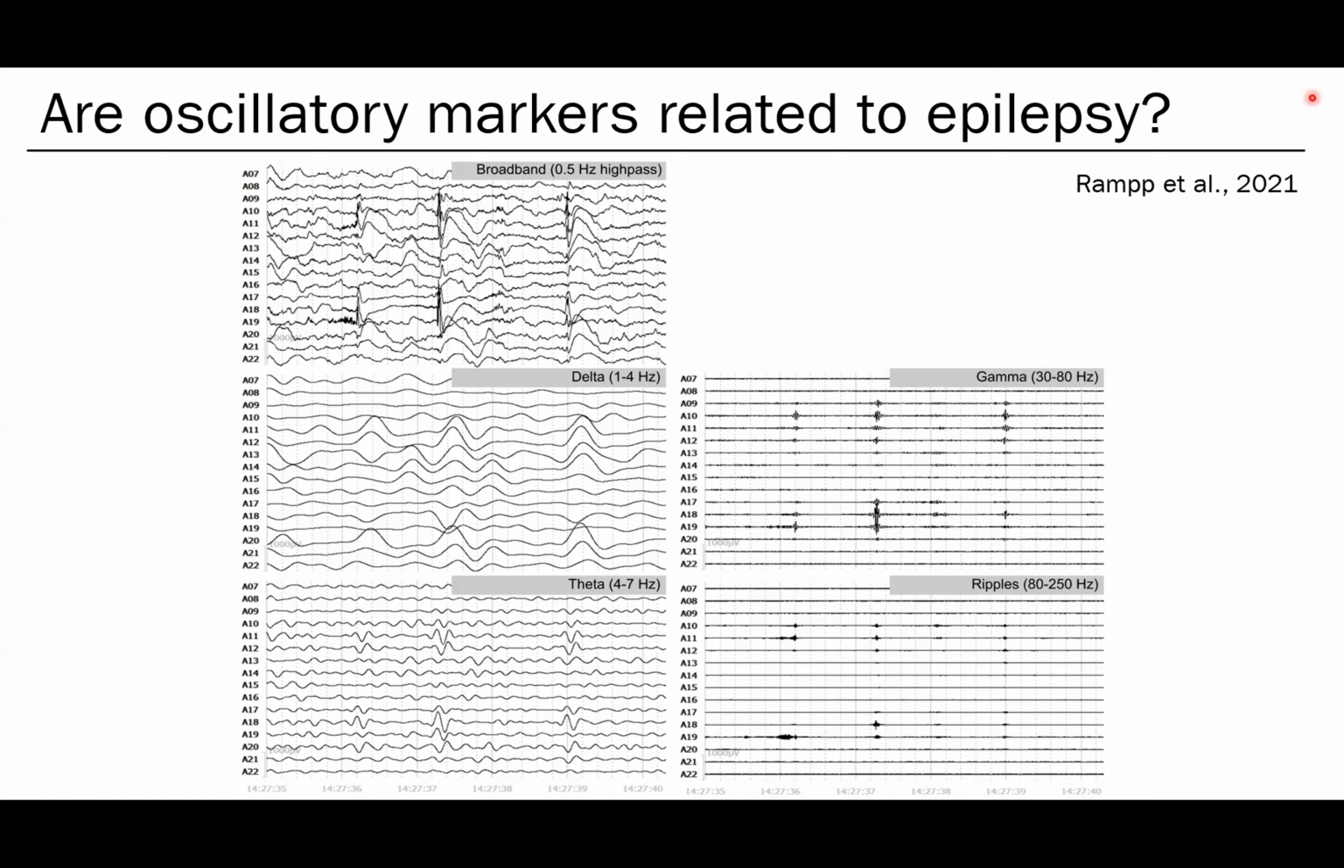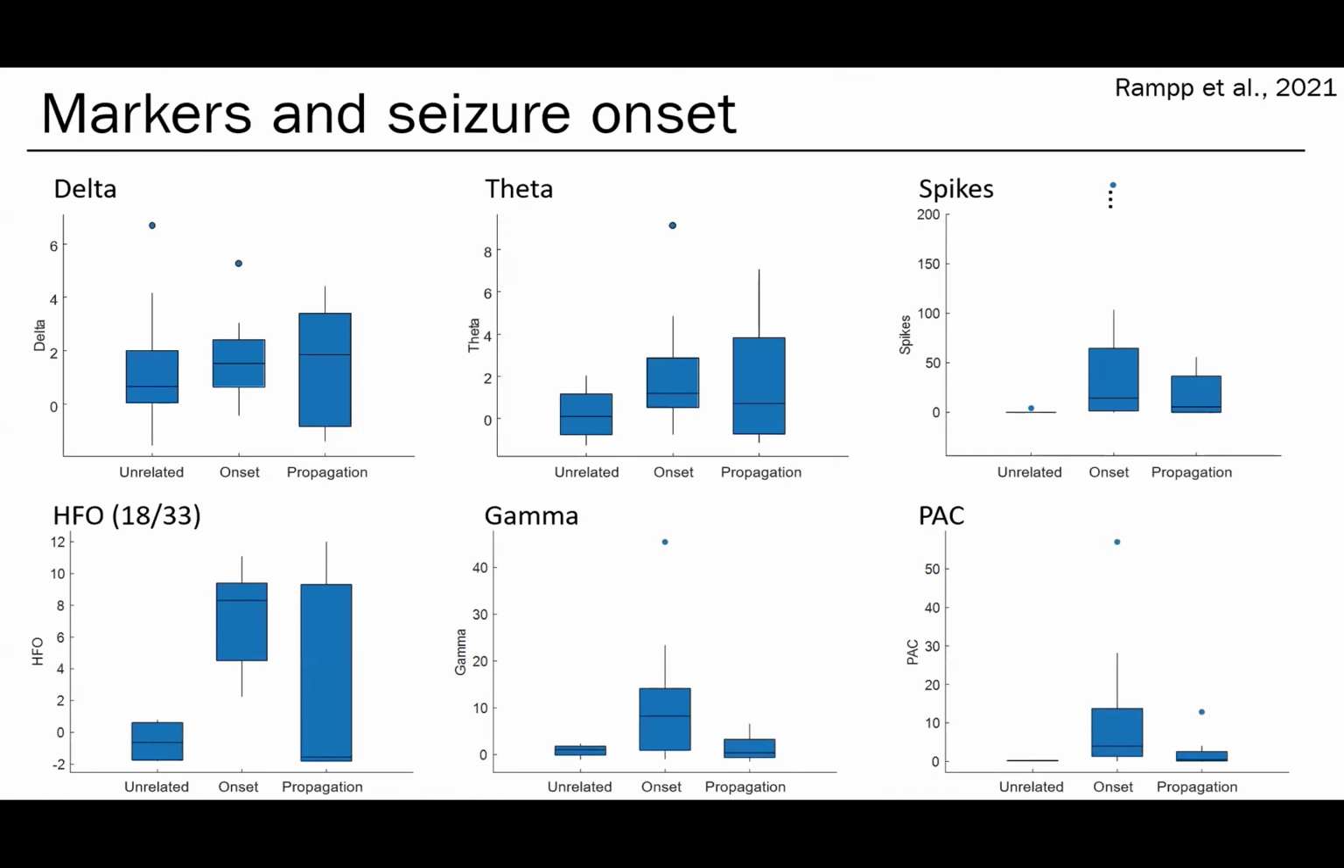So the question that we asked ourselves is whether we would see a relationship between these markers and the quantity of those markers to the seizure onset zone in comparison to the irritative or propagation or unrelated areas. In addition to that, we were also interested whether this activity would also be related to the so-called dysmorphic neurons, which we know are the cellular correlates of the epileptic activity. These are some of the results.